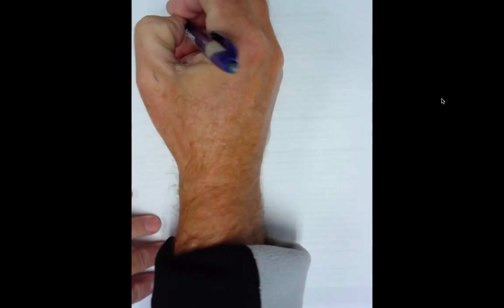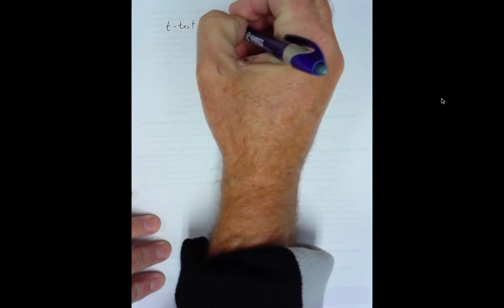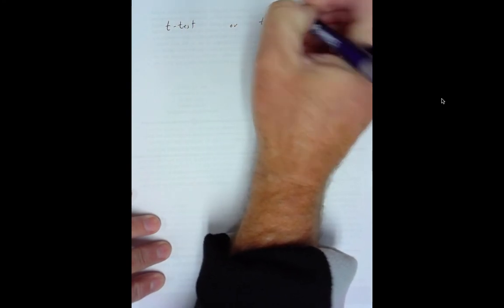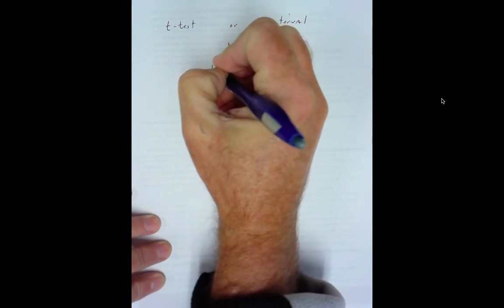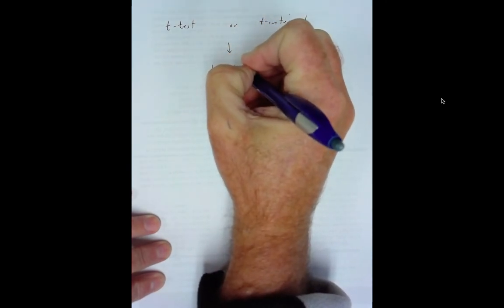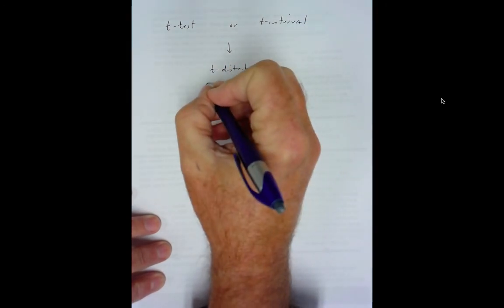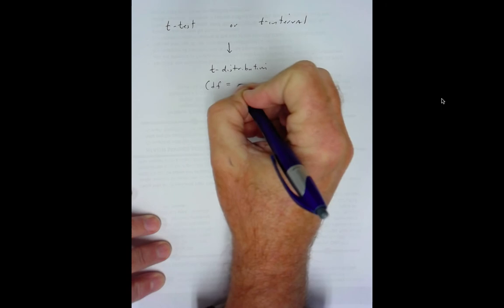So, guys, if you're conducting a t-test or a t-interval, this relies on what's called the t-distribution. And the t-distribution is a function of what we call the degrees of freedom, which is super duper easy to find. It's just the sample size minus 1.